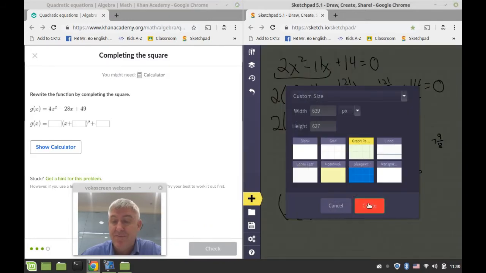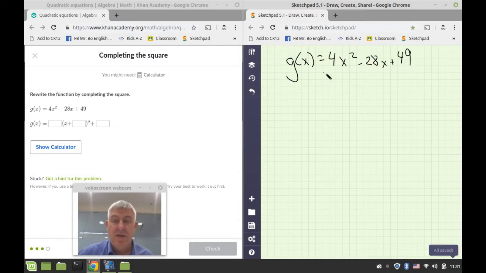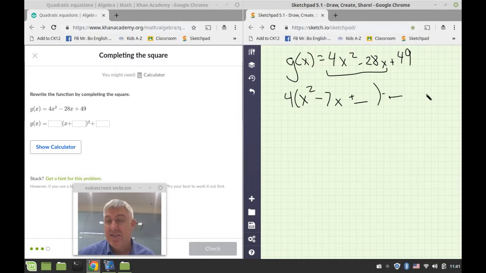And here's our last one. Let's go ahead and take a look at that. It says rewrite the function by completing the square. So we have, that is not f, that is g. We have g of x is equal to 4x squared minus 28x plus 49. And I'm going to take this part and put it over here. I want to factor out the 4, so x squared. Negative 28 divided by 4 is negative 7, so minus 7x. I'm going to need to add a constant, and then I'm going to need to subtract the same thing.